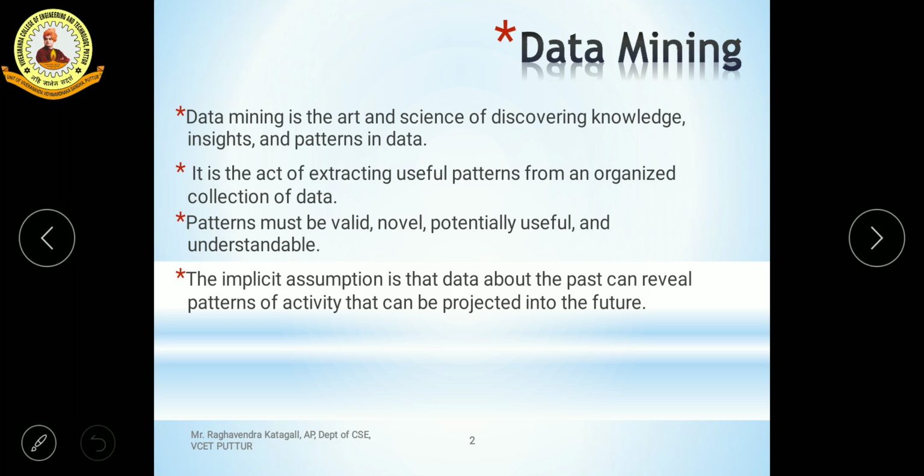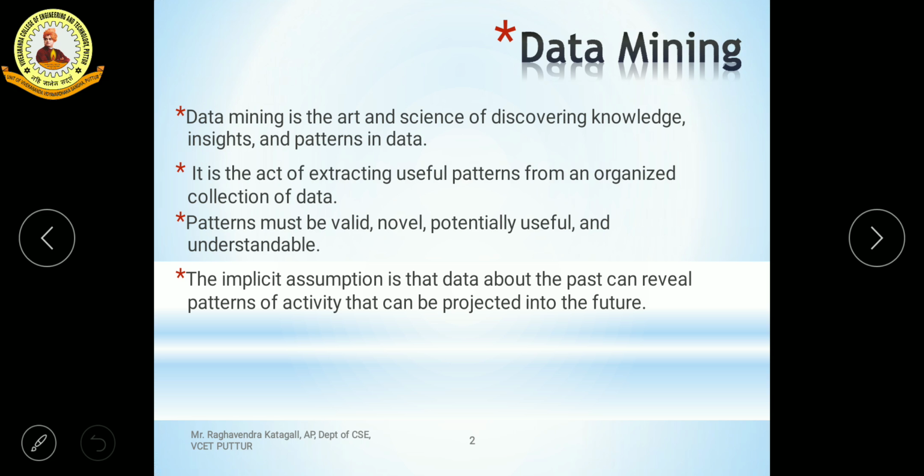So what is data mining? As mentioned in the first point, data mining is the art and science of discovering knowledge, insights and patterns in the data. So there are three keywords here. Discovering knowledge: it is a collection of data. Using this collection, we are discovering knowledge, gaining insights on the collected data, and looking for patterns that are useful for our business. So it is an art of extracting useful patterns from an organized collection of data.